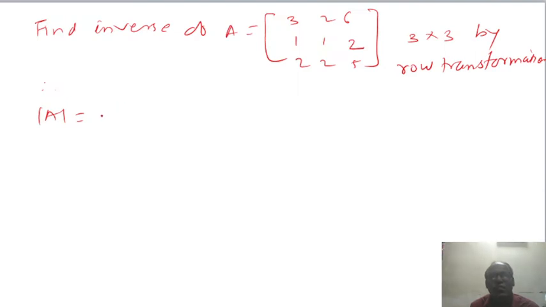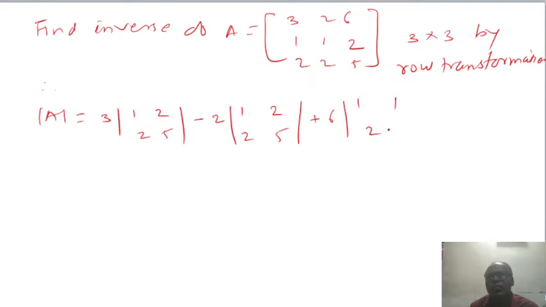In this case, first element, first row, first column. What is the remaining element? [1 2; 2 5]. First plus sign, then we write minus sign, minus 2 of first row, second column, that is [1 2; 2 5], and last is plus 6 into the bracket, first row, third column, right? Forget first row, third column. This is [1 1; 2 2].